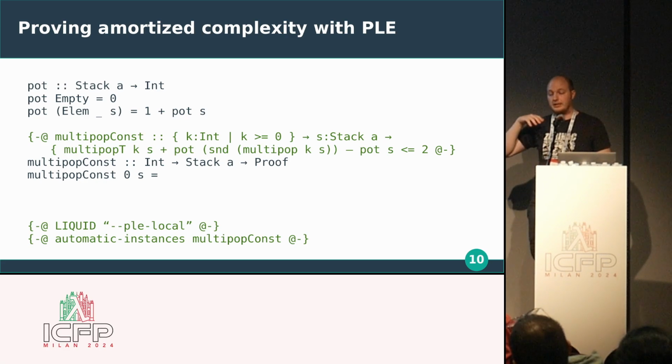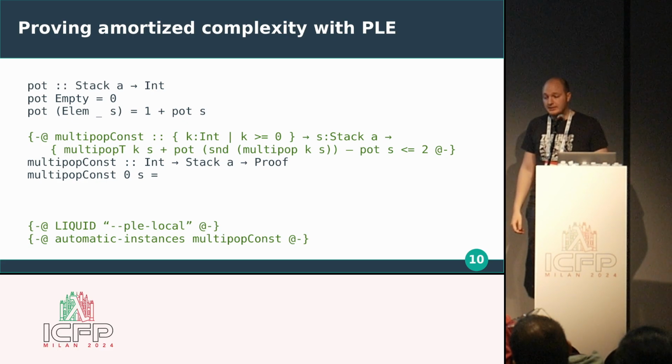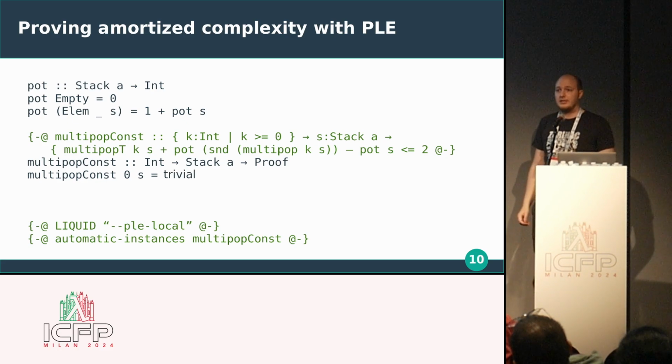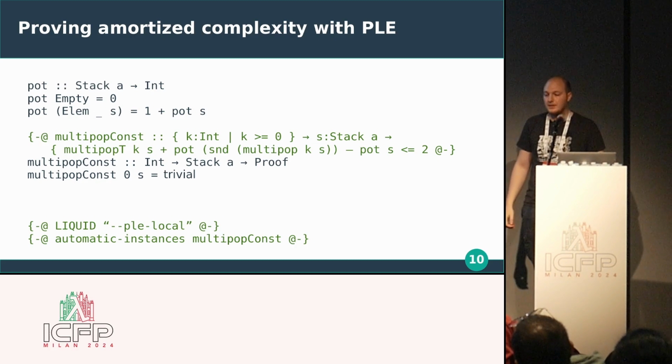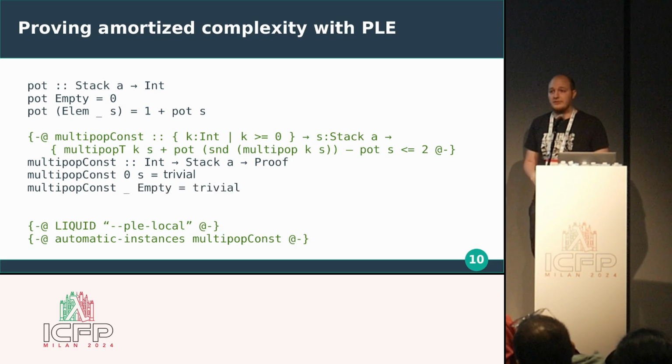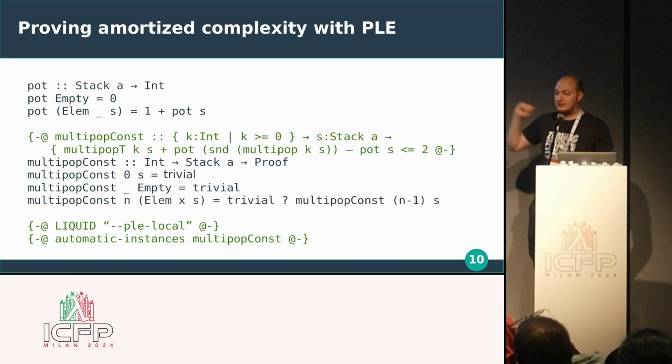There's also a global PLE flag that does that for all functions. But I like to just do it for the proofs where I need it. And with that enabled, the proof is actually trivial. And as we've seen earlier, trivial is just a synonym for unit. And unit refined with true is true, but the theorem prover needs to see that indeed the refinement is true. In this case, it can do so automatically. In fact, the other base case is also trivial. And not only that, but if you specify the induction, it can also do the complicated case.